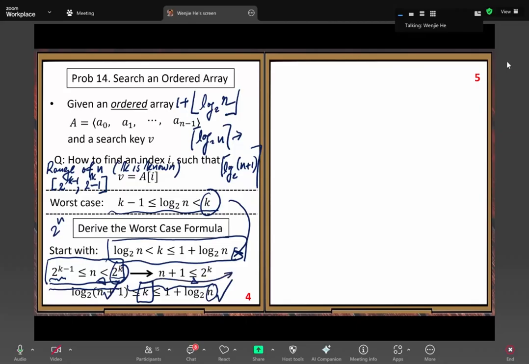So what is this k? Let me remind you again. The k corresponds to the number of comparisons for the worst case.